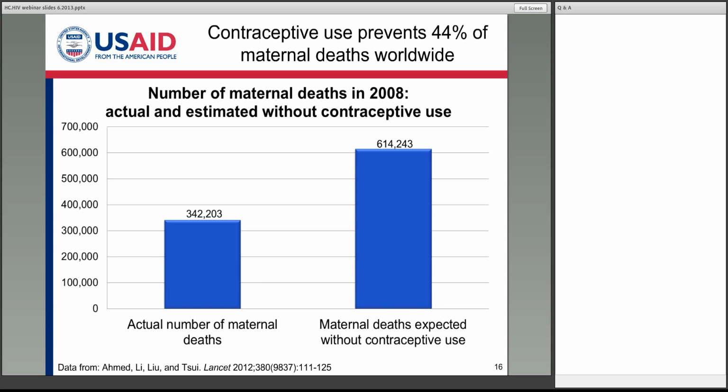Prevention of unintended pregnancies also saves lives and protects communities. 86 million unintended pregnancies occur each year, and these contribute to maternal and infant morbidity and mortality and to the preventable pandemic of unsafe abortion. A recent Lancet paper estimated that contraceptive use averted 44% of maternal deaths in 2008. This graphic shows the actual number of maternal deaths that occurred in comparison to the number of maternal deaths that would have occurred in the absence of contraceptive use. Next slide.